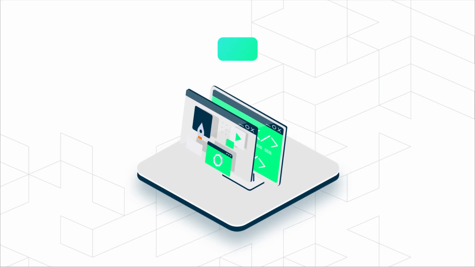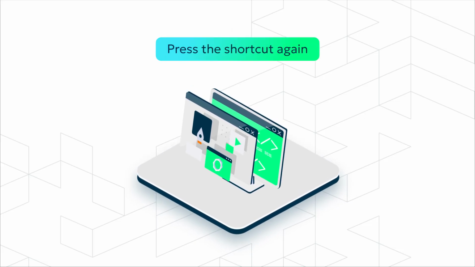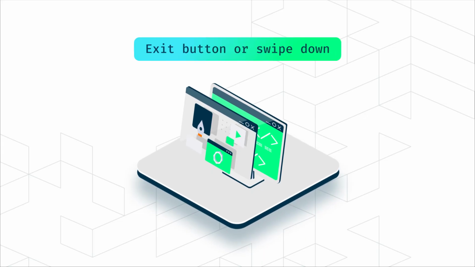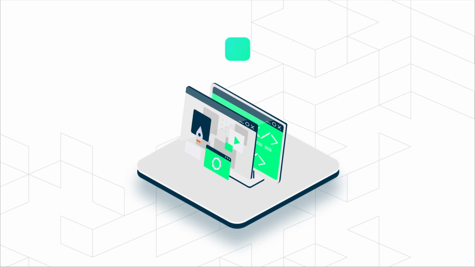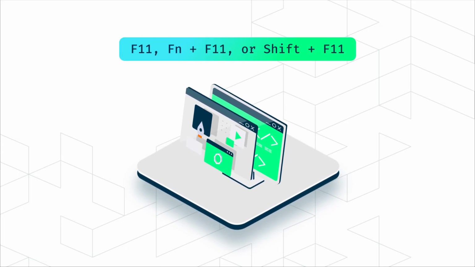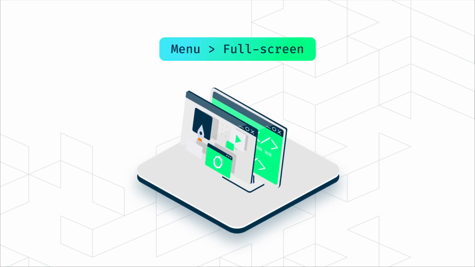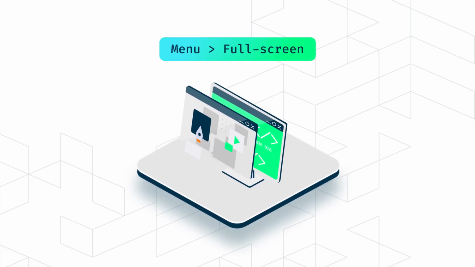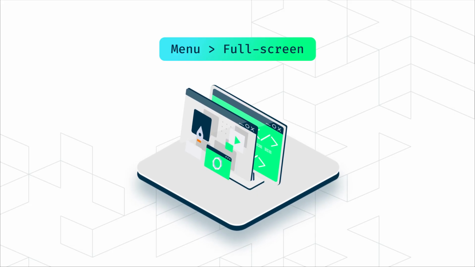To exit, press the shortcut again, move the cursor to the top to reveal the title or menu bar, and click the Exit button, or swipe down from the top on touchscreen devices. And finally, for web browsers, press F11, Fn plus F11, or Shift plus F11. For the GUI option, go to Menu, Full Screen. Exit full screen by pressing Escape or clicking the Exit/Close full screen icon at the top.